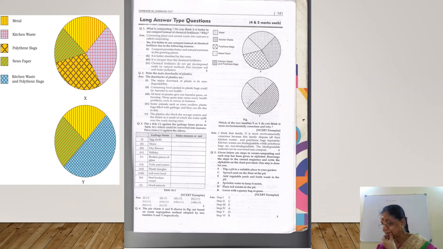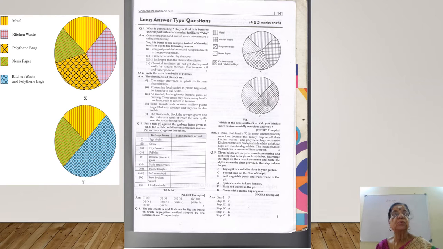Kitchen waste is biodegradable whereas polythene is non-biodegradable. And the biodegradable material can be converted into compost. I hope you understand this.